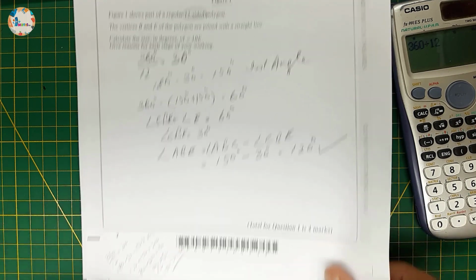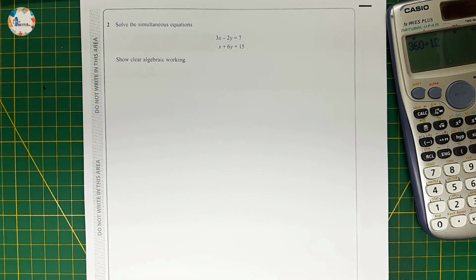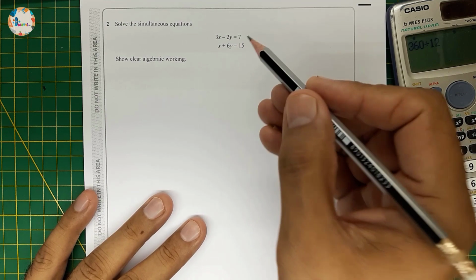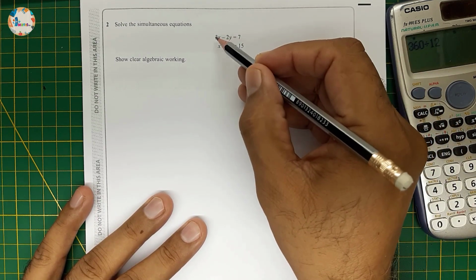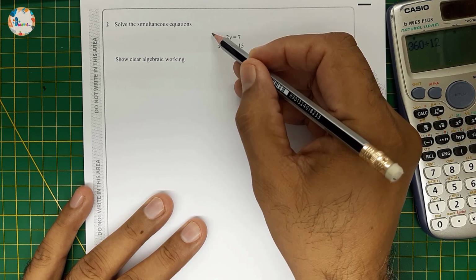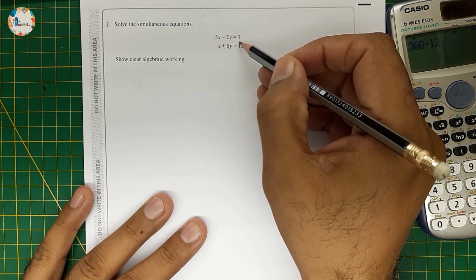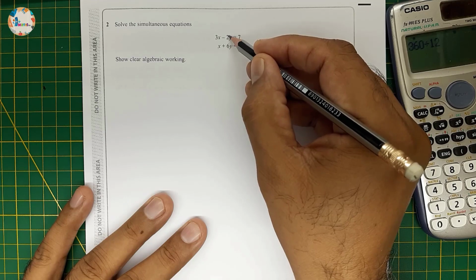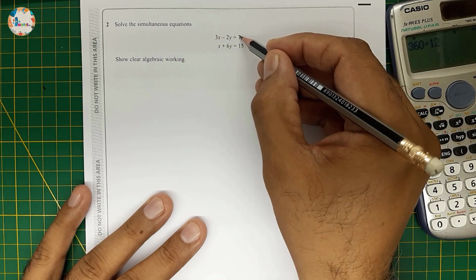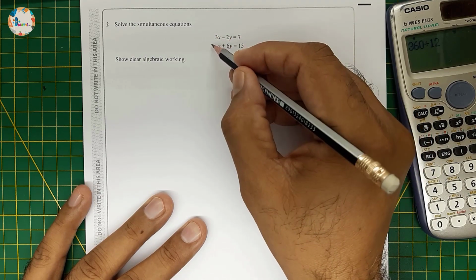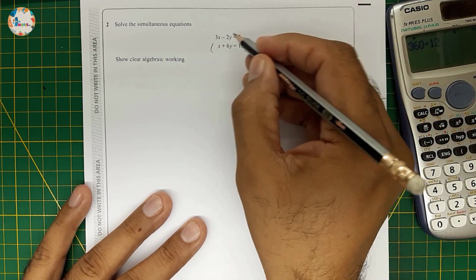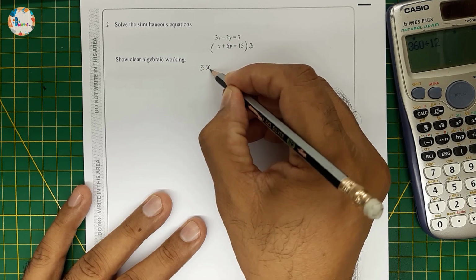Hopefully you understood this. Now question number 2 is a simultaneous equation, and we will be solving this simultaneous equation by equalization of coefficients. This one is 3, this one is 1, so we can equalize the coefficients of y by multiplying this equation by 3. So now I'm multiplying this equation by 3. I will keep the first equation as it is.